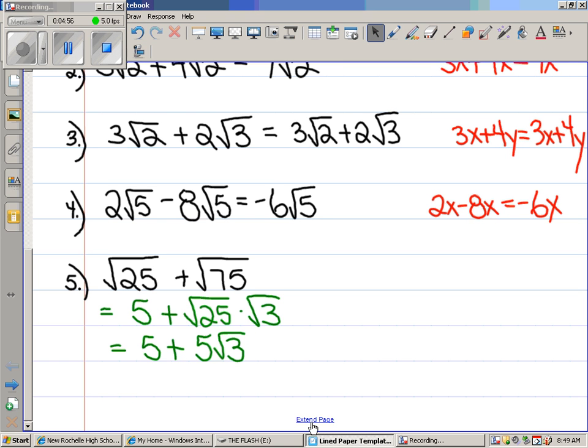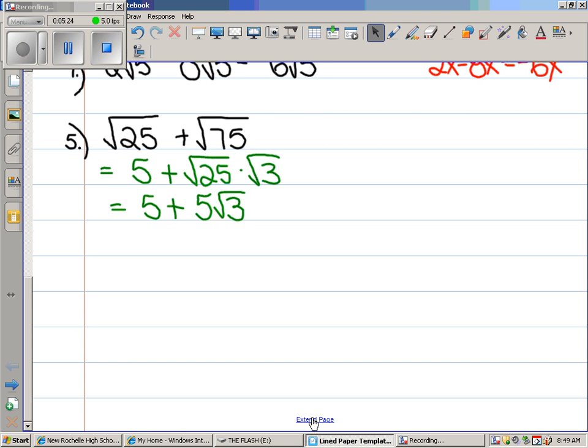Now you say to yourself, what do I do with those 5s in front? Do I have 10 radical 3s? No, I only have 5 of them, plus 5 more of something else. That is your final answer. That's how you leave it. That's in its most simplified form. One more, one more. No, I'm just kidding. We got 3 more.